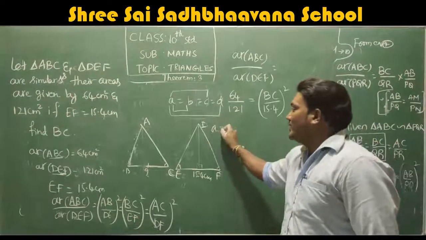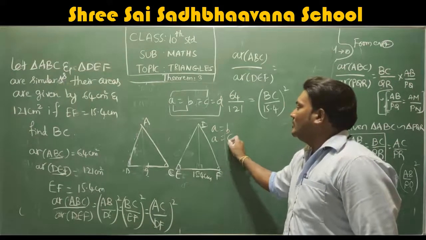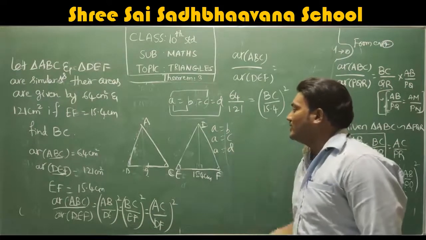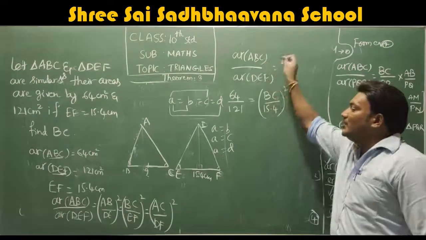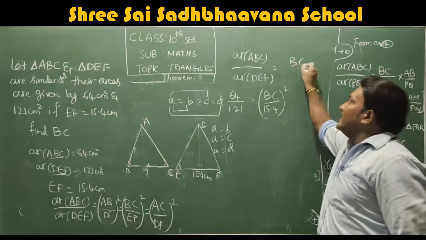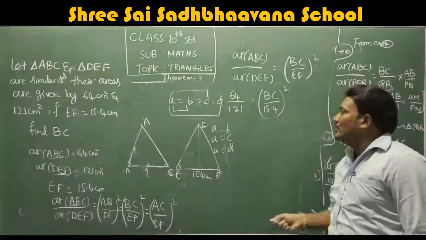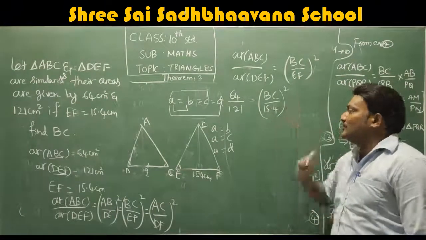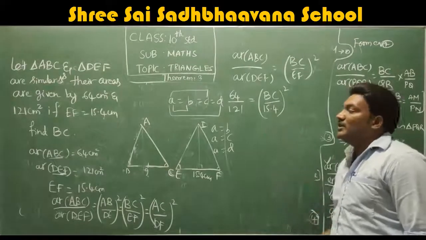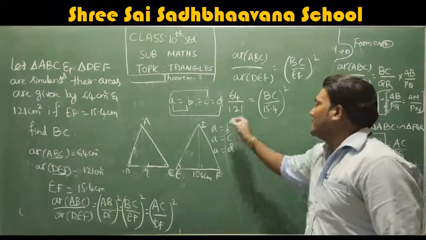This one you say, like A is equal to B, A is equal to C, A is equal to D. Can you write like that? Similarly, this is equal to BC by EF square also. Individually it should be equal. Correct? So BC we don't know. That's why we write BC as BC itself. And we know EF is 15.4 square, and simplify.